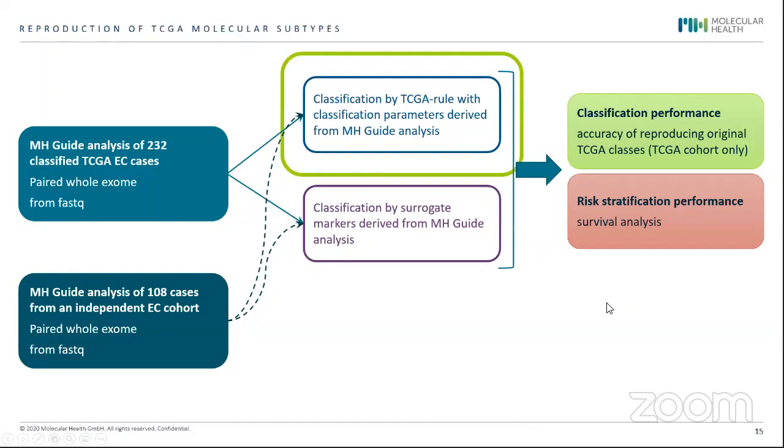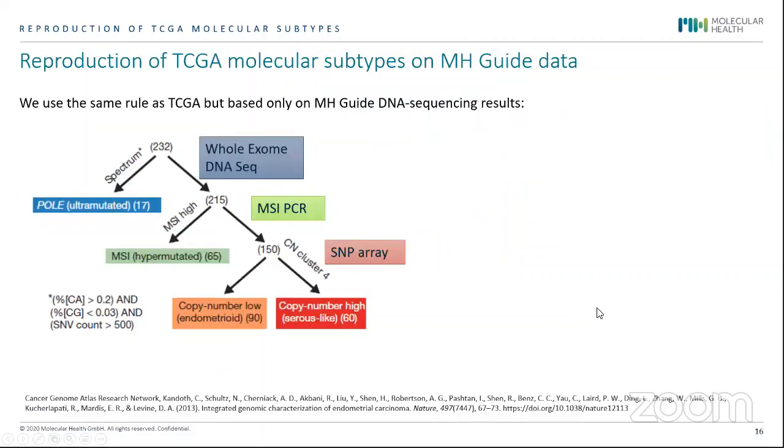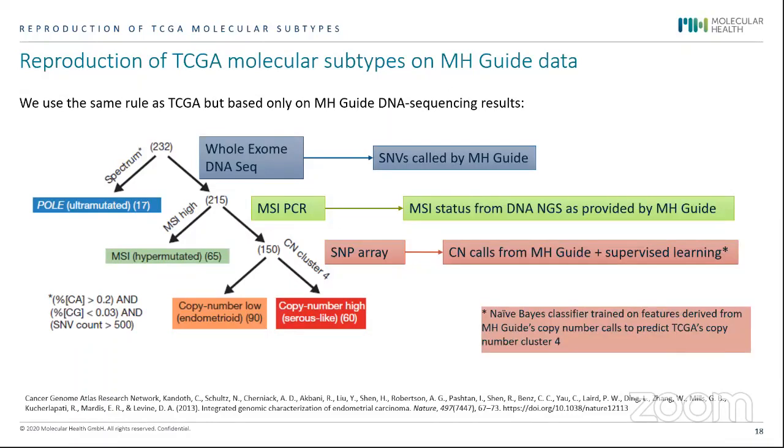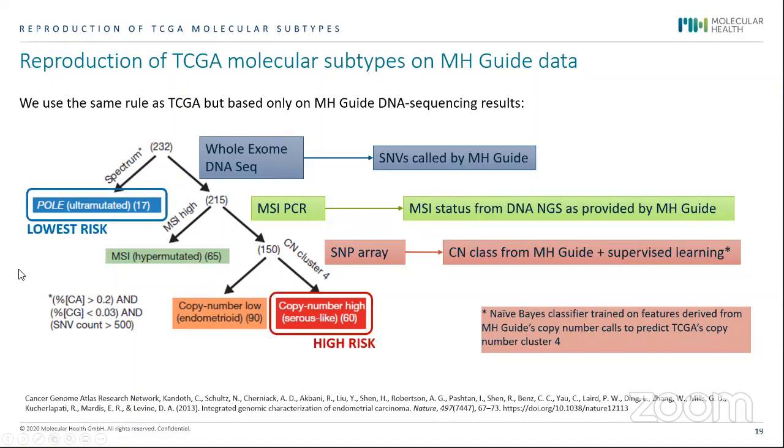Starting with the classification by this TCGA rule. So this was the rule I've already explained. We replaced the SNPs with the SNPs called by MHGuide. The MSI PCR results we replaced with the MSI status that we call within MHGuide from DNA NGS, and also the copy numbers we call within MHGuide. And we trained a supervised classifier, a naive Bayes classifier actually, on the copy number 4 cluster of TCGA to predict this cluster basically. And using these parameters, we try to reproduce the classification. So this is maybe what you have to remember most through the talk.